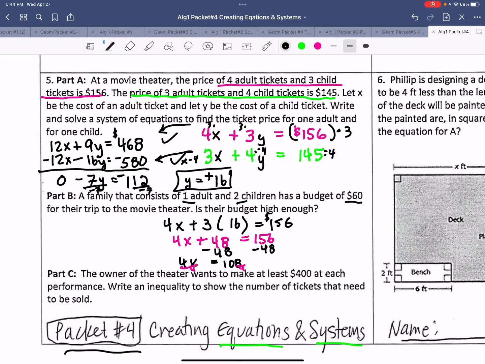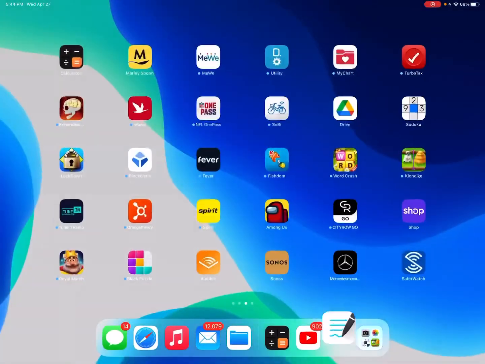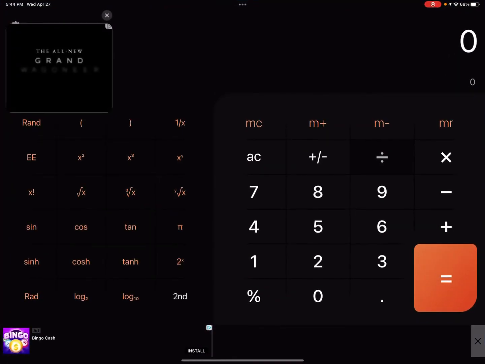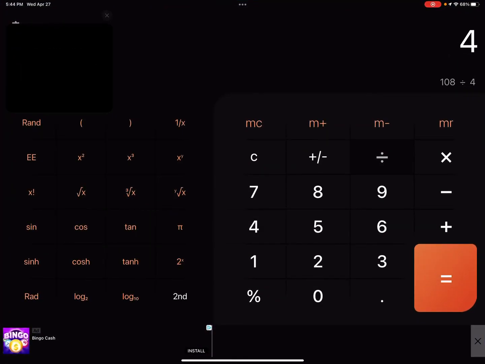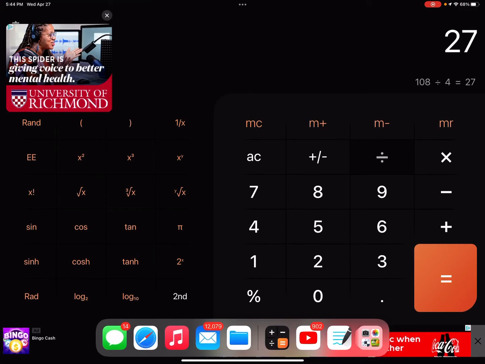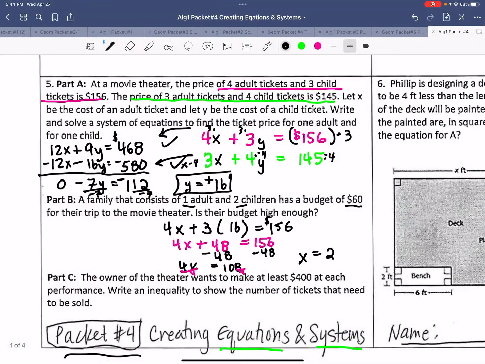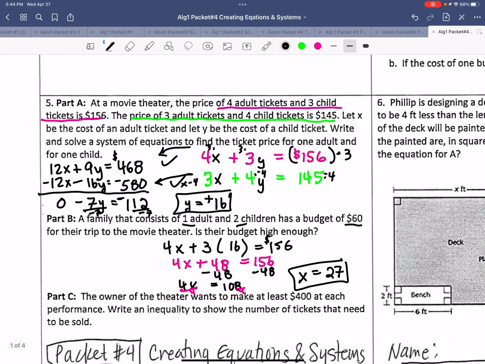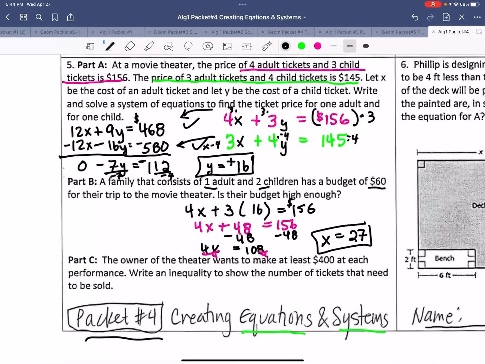We get 108 divided by 4, which is 27. All right. Now we could have put these two in a graphing calculator, but we don't really get a calculator. So this is probably the only way we can answer this.